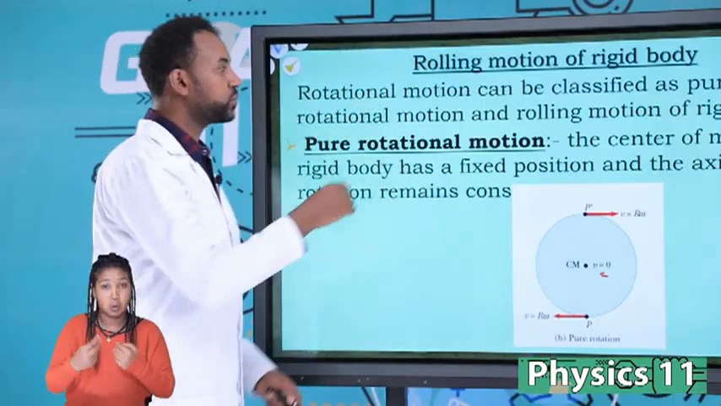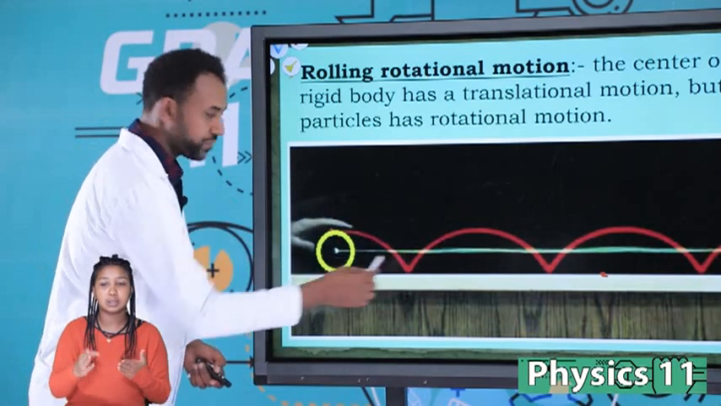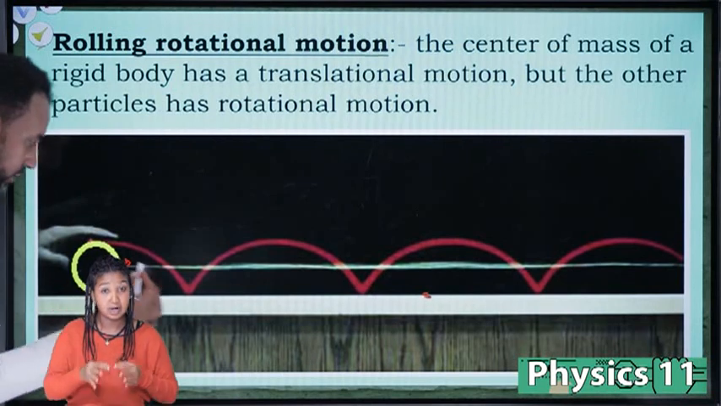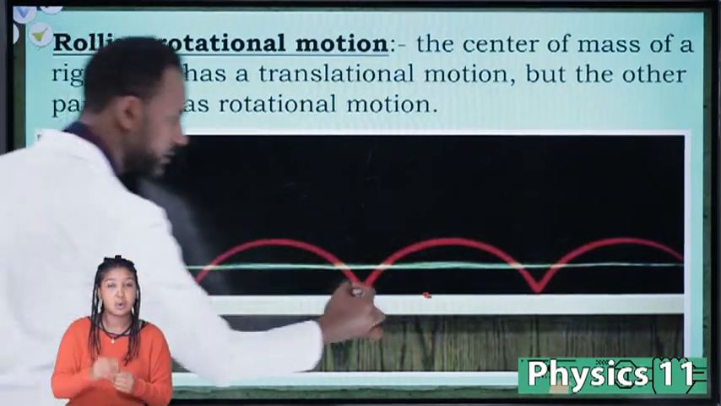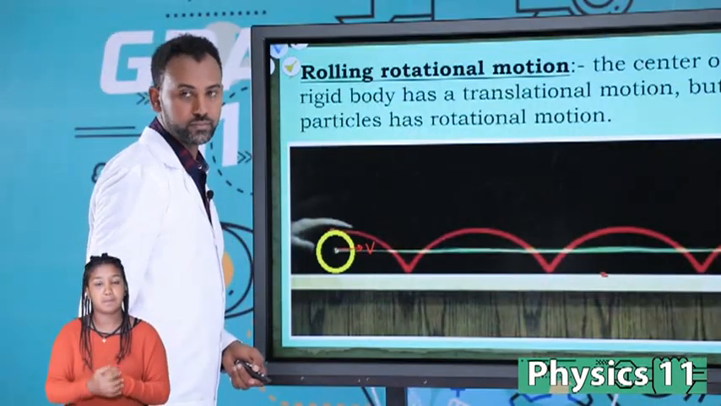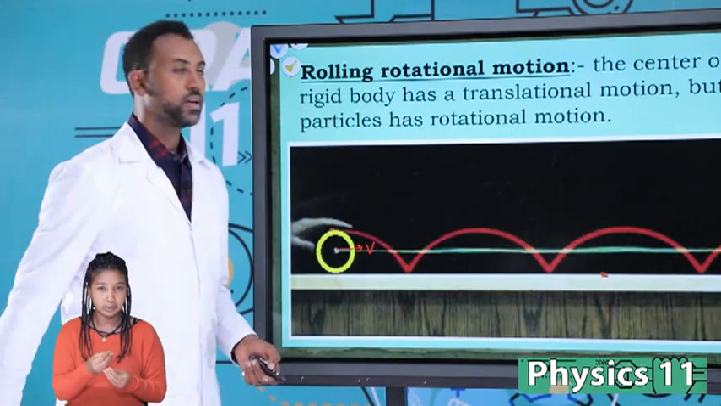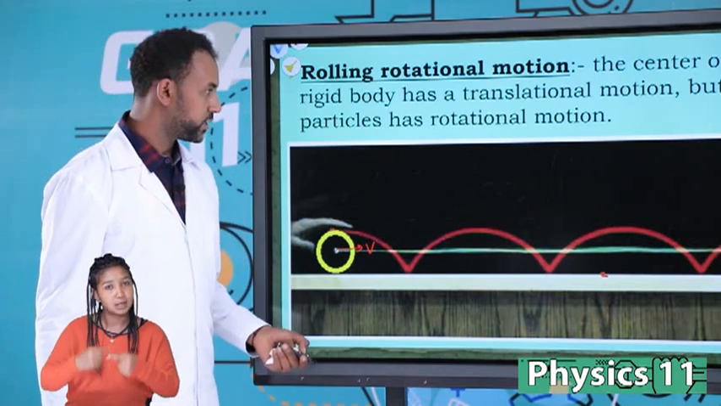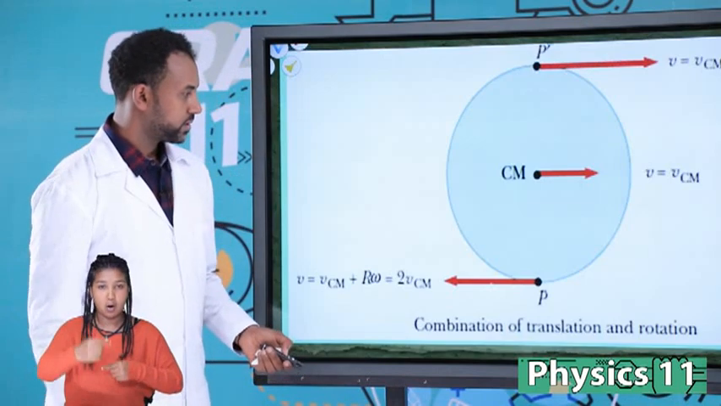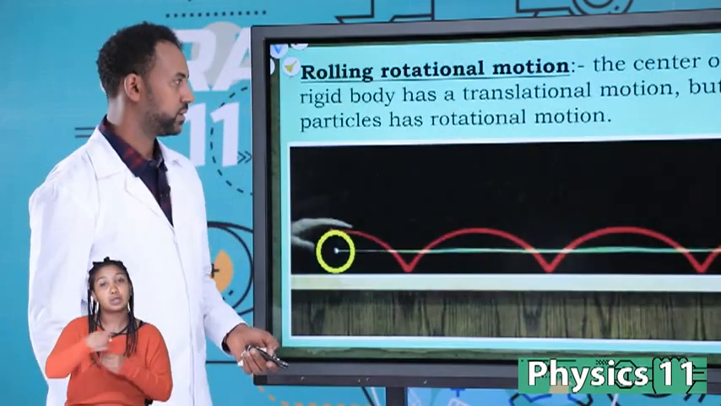When it comes to rolling motion, the object itself is moving, and the center of mass itself has a translational velocity v. This object is tending to rotate like this, as well as the center of mass having a translational velocity v. The other points have rotational, or tangential, velocity. Therefore, this is known as rolling. This is known as pure rotational motion, and this is known as rolling motion.